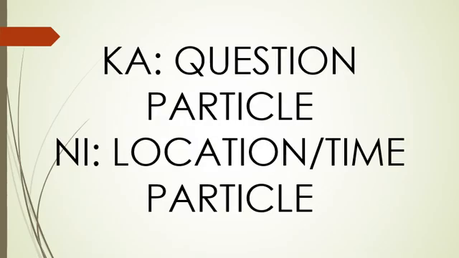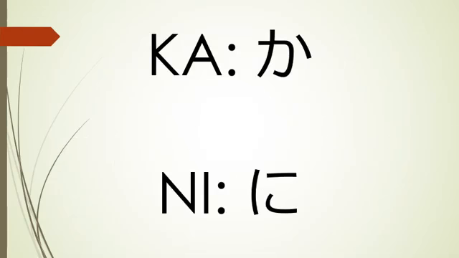For example, ka is the question particle. If a sentence ends with ka, that sentence is a question. Ni is our location and time particle, so you can use ni to state where you're going or to state what time it is, for example. Now, both of these particles are written exactly how you would expect. Ka is written with the hiragana ka. Ni is written with the hiragana ni. However, there are a few particles that we actually do not write this way, and I'll show you what I mean.